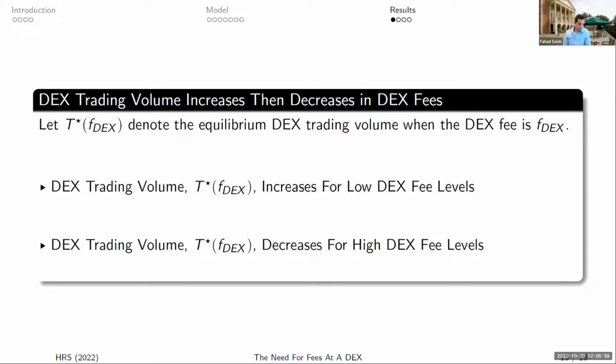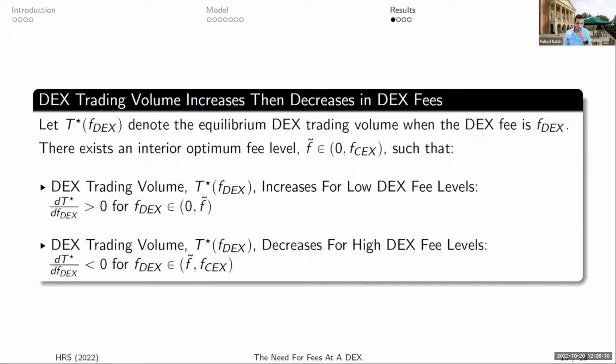So if you start at a DEX fee of 0, you basically have no trading volume whatsoever. As you raise it, you start to get an increase in trading volume, but at some point that reverses and it starts to decrease. And again, as a practical matter, I think it's important to note that fees at liquidity pools, many of them are actually quite low. So what this suggests is that maybe some of these pools would be able to generate even higher volumes if they were raising their fees a little bit, right? And more in the formal language here, there exists an interior optimal fee level, which is between 0 and the fee at the centralized exchange, such that as you move up to this level, the derivative of the trading volume is increasing, and then after it is decreasing. So there's an interior optimum. And I think it's an interesting thing to think about whether some of these liquidity pools are suboptimally low.